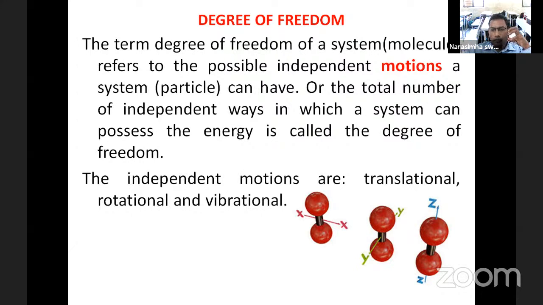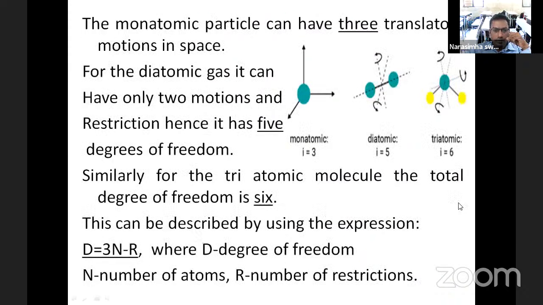Okay, so the particle can move in any of these three motions: translational, rotational, and vibrational. Here are some examples. A monoatomic particle can have three translatory motions. Because this monoatomic particle is not connected to any other particle, its motion is not restricted. It can move in any direction. That monoatomic particle can have all three translatory motions in space. Here we can see the diagram that it can move in any direction.